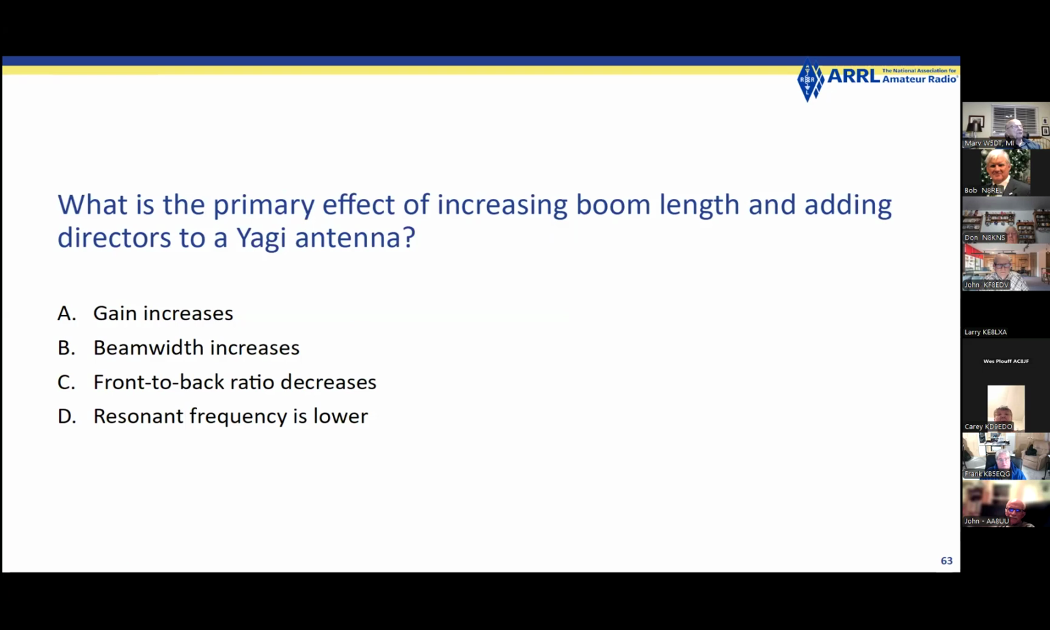What is the primary effect of increasing boom length and adding directors to a Yagi antenna? Gain increases, beam width increases, front to back ratio decreases, resonant frequency is lower. Again, it's A or B. How about Alpha? Yeah, A, gain increases.